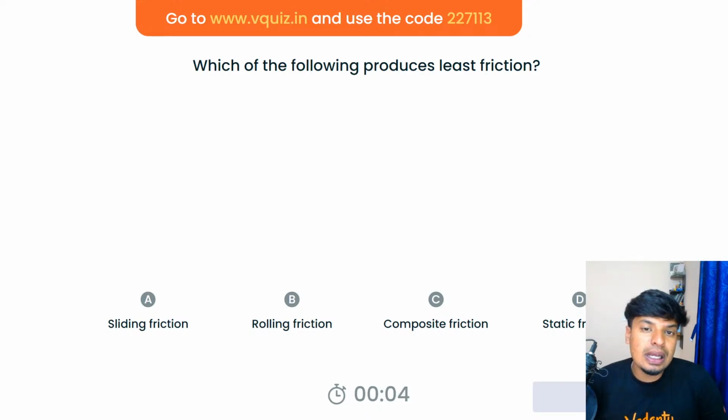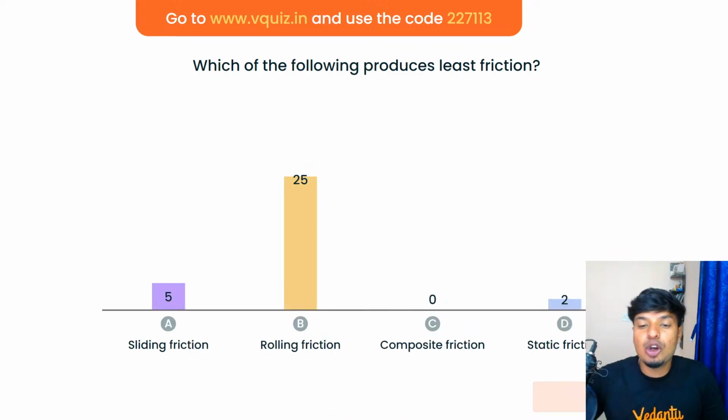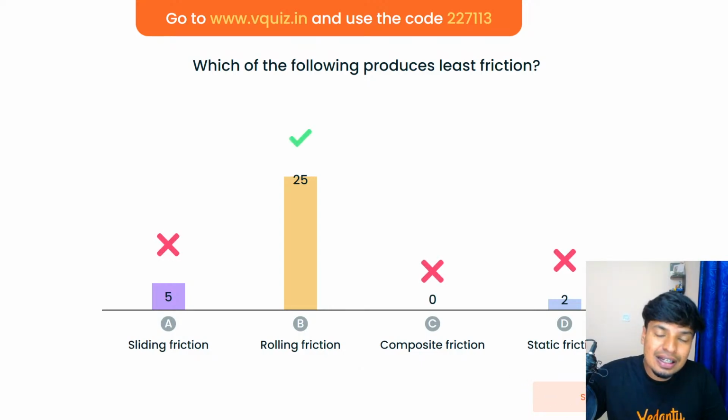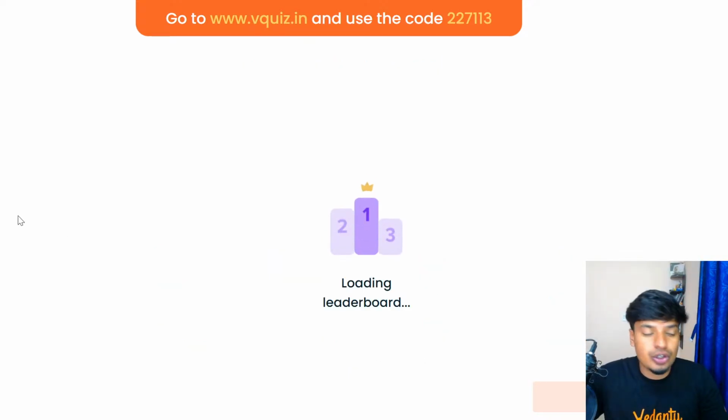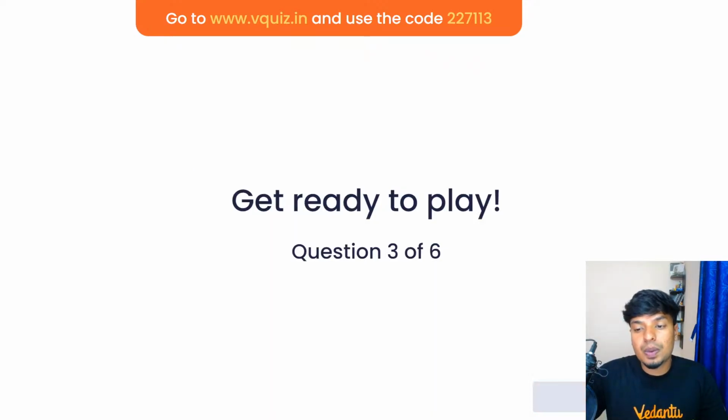Come on, quick, guys. Alright, time up. The right answer would be option B, that is rolling friction. Good job. Rolling friction is least, then sliding, then static. Static is the maximum. Most friction. Leaderboard. Huzefia, Nandana, Mohanlal, Pulkita, Vignan, Divyansh, Anshanvansh, Nishu, Anchal, and Shushravya. Great job. Next question. Let's go.